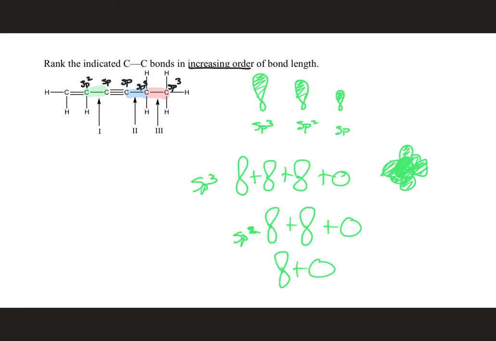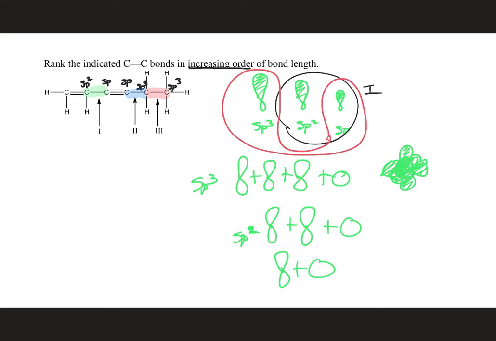So we have bond 1 is sp2 and sp. All right, that's 1. Bond 2 is sp and sp3. Because it has sp3, 2 is going to be longer than 1. And then bond 3 is between 2 sp3s. So the shortest is the black one, bond 1. That's shorter than 2, which is shorter than 3.